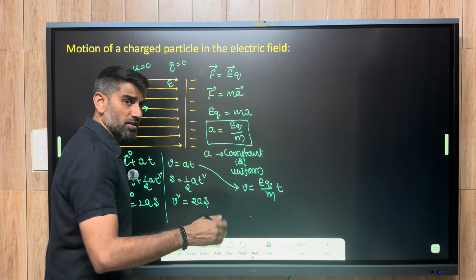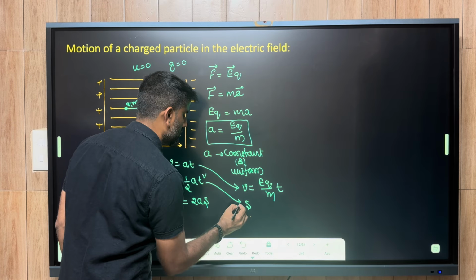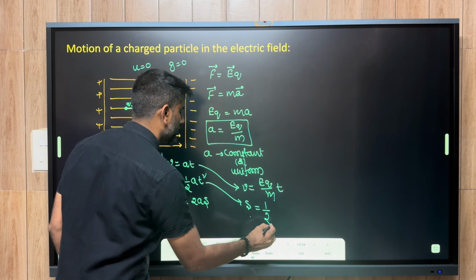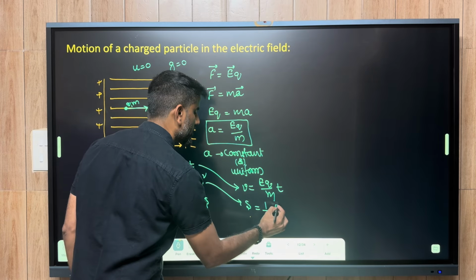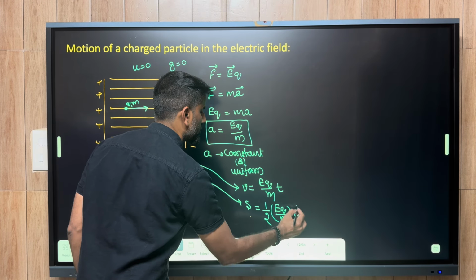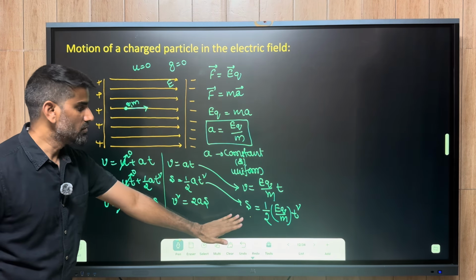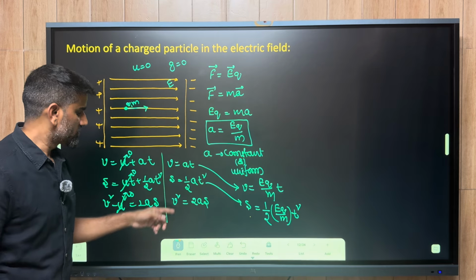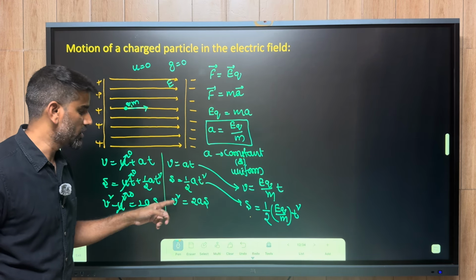Now, if you want to find the displacement after time t, then s is equal to half, because u is 0, ut becomes 0, half a is nothing but eq over m into t square. I hope these two equations are clear. So this is again the equation for the electric field, and the velocity of the charged particle only.